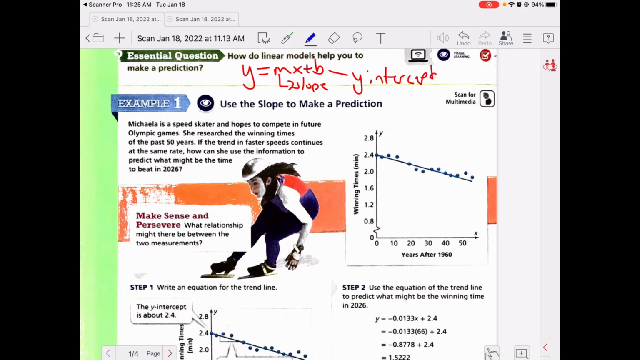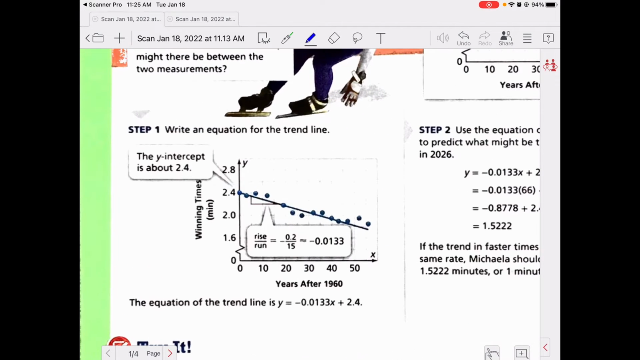So they have plotted her data. So we have the time, the years after 1960. So this would be 10 years later, so that would be 1970, 1980, 1990, so on and so forth. Okay, and then we have our times in minutes, so 1.6, and then it looks like we have 1.8, 2.2, 2.6 in between those. Okay, and they drew our line of best fit for us.